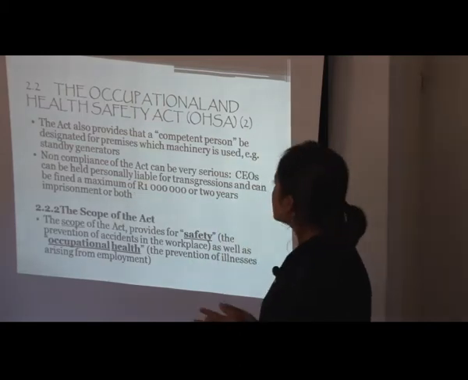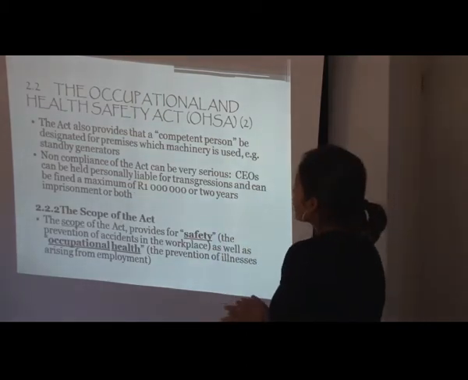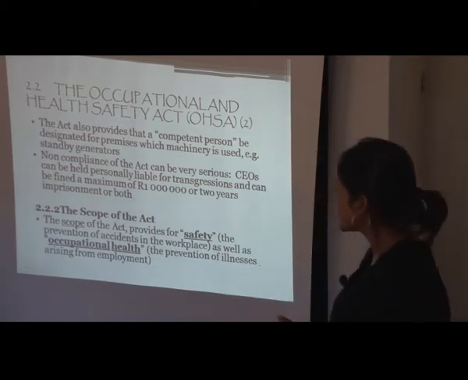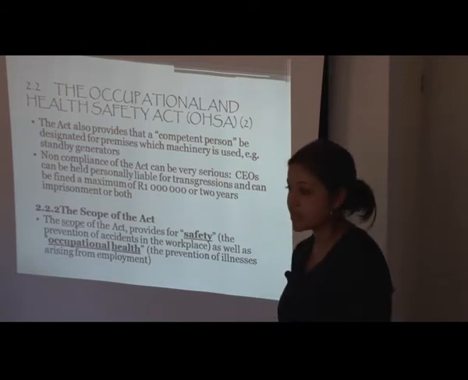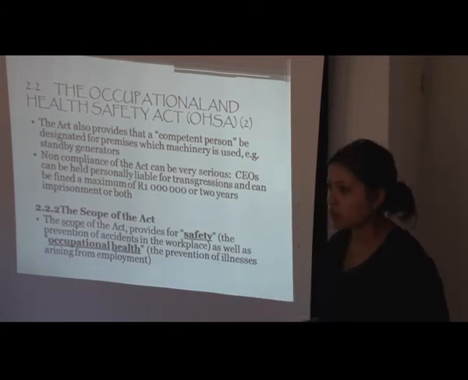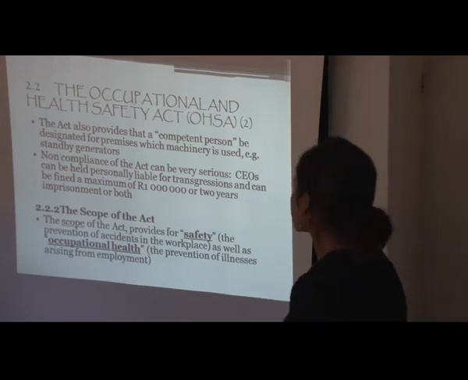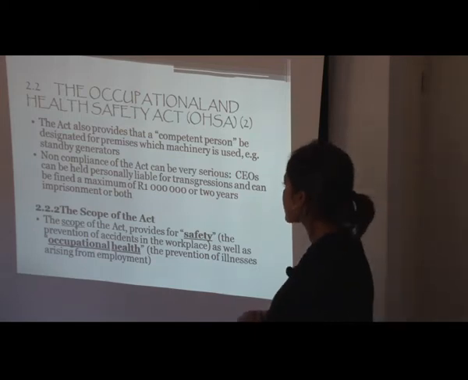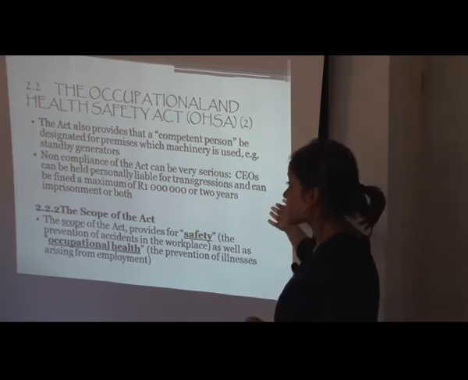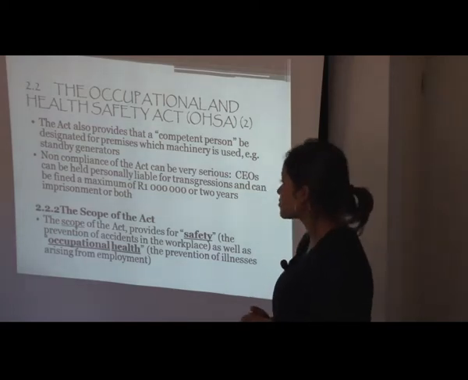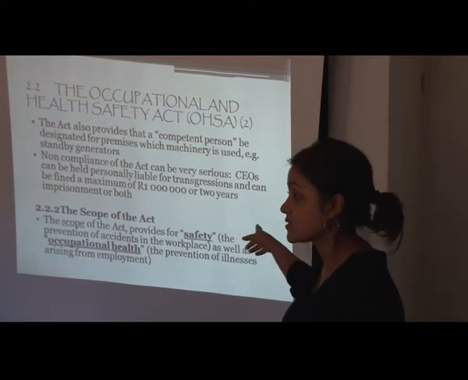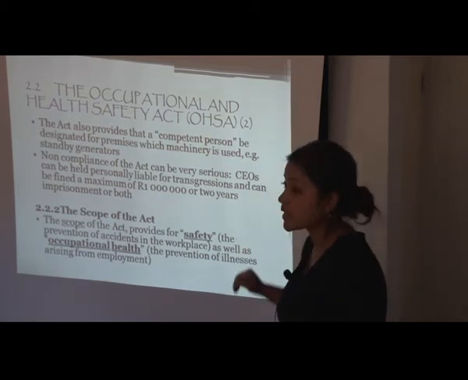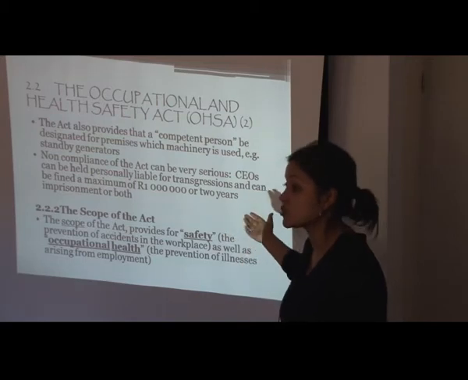Okay? Right. The Act also provides that a competent person be designated for premises in which machinery is used. Example, a standby generator, right? You want somebody that actually knows what he's doing to be in charge of dangerous equipment. That's essentially what we're saying. And then non-compliance with the Act can be very serious. CEOs can be held personally liable for transgressions and can be fined a maximum of 1 million or 2 years of imprisonment or both. This is real. That's serious. It is enforced, in fact.